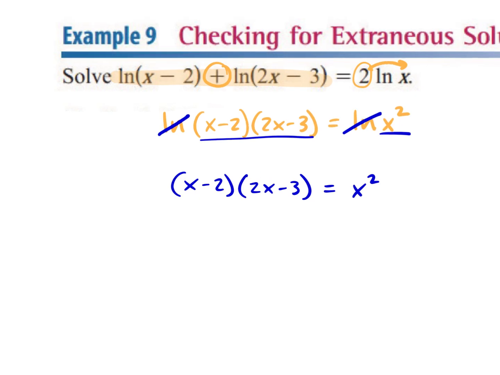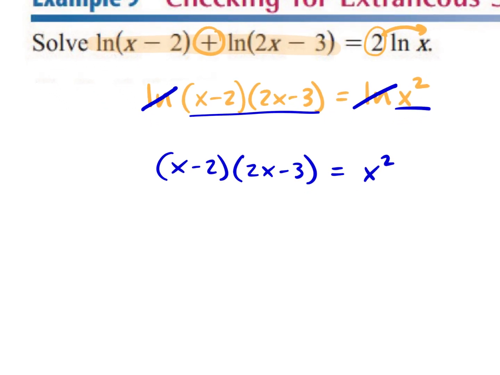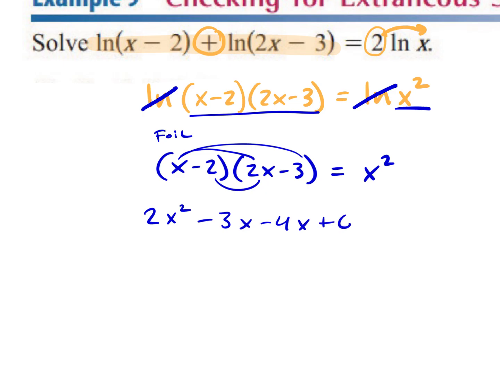What would we need to do here to solve? We're going to FOIL. So here we get 2x squared minus 3x minus 4x plus 6 equals x squared. What should we do next? Combine like terms. I'm going to subtract the x squared to move it over. So we get x squared minus 7x plus 6 equals 0.